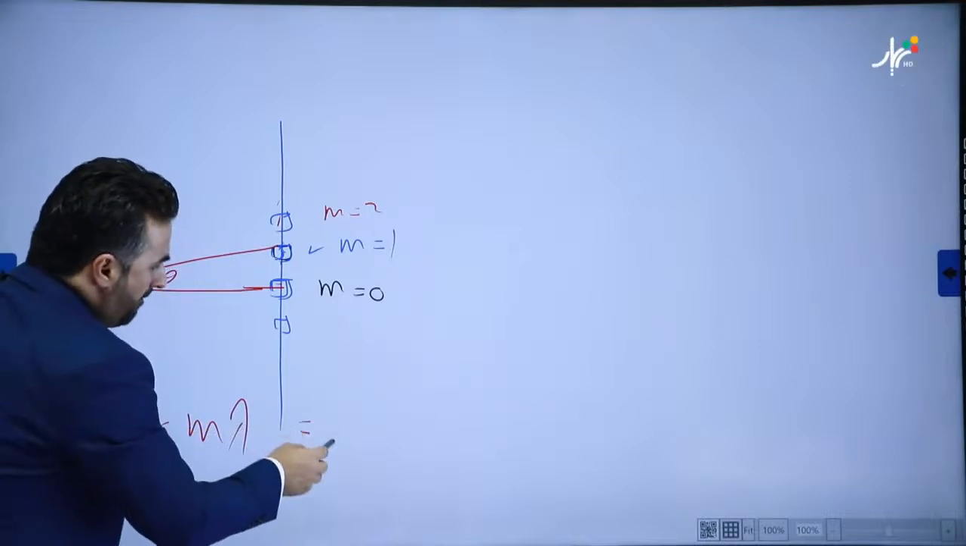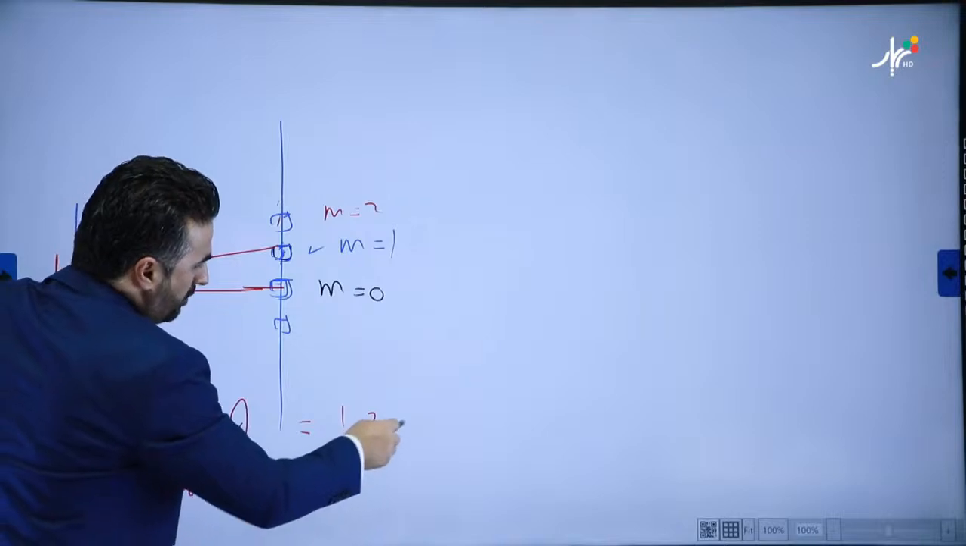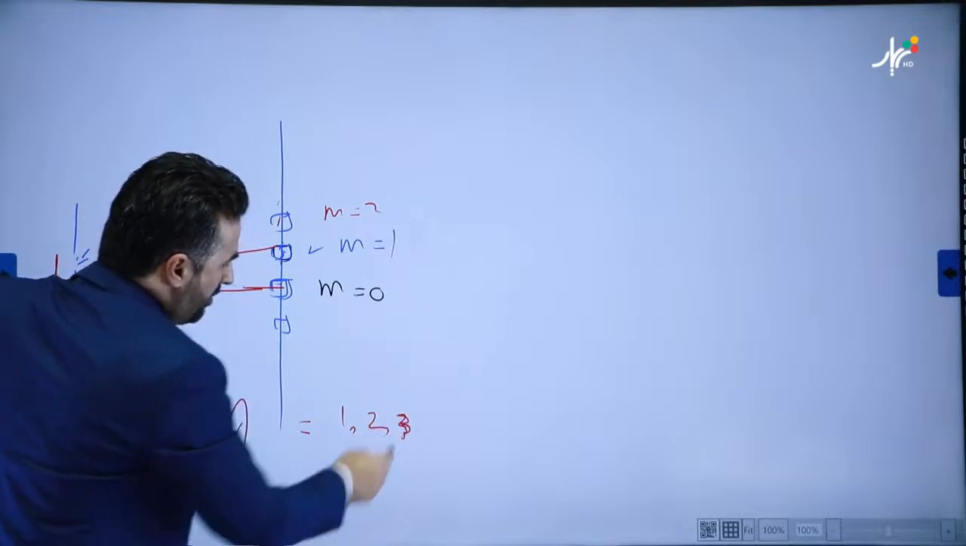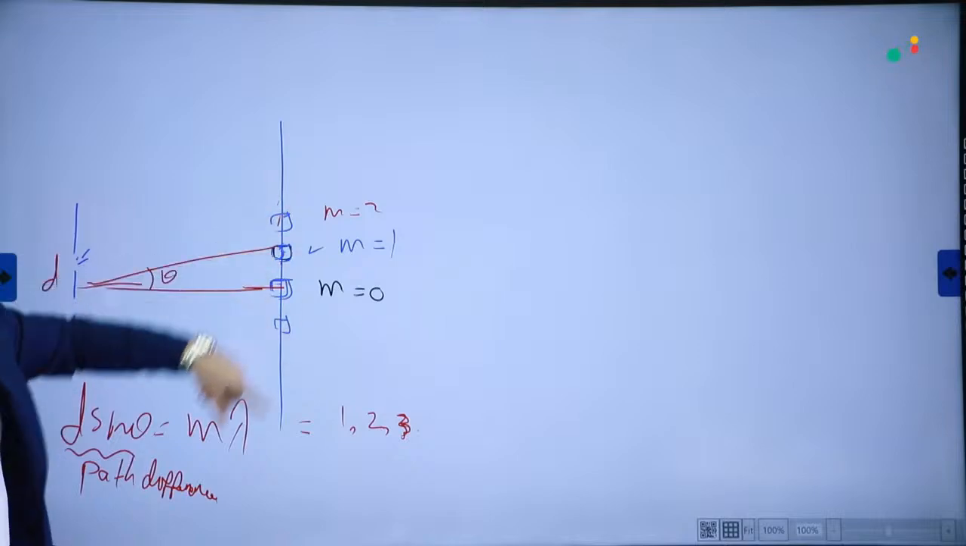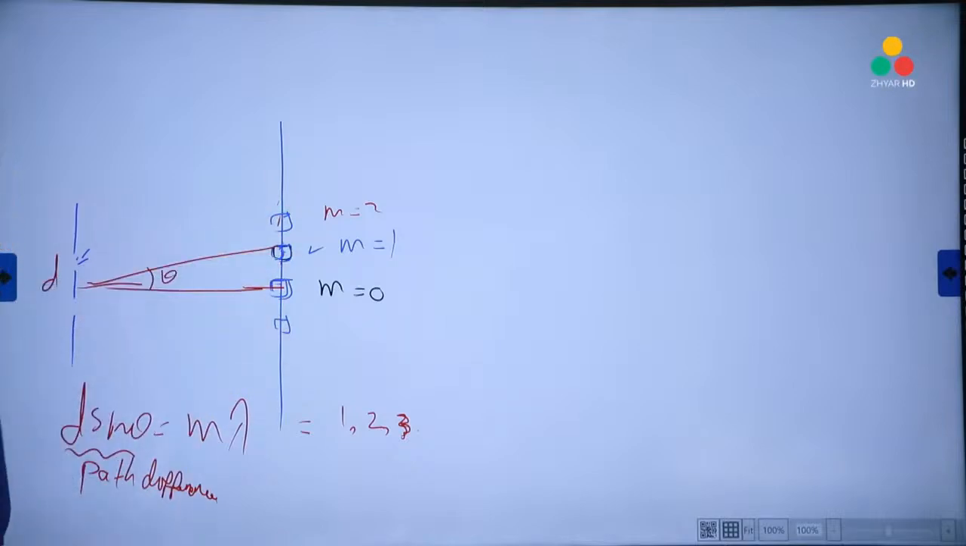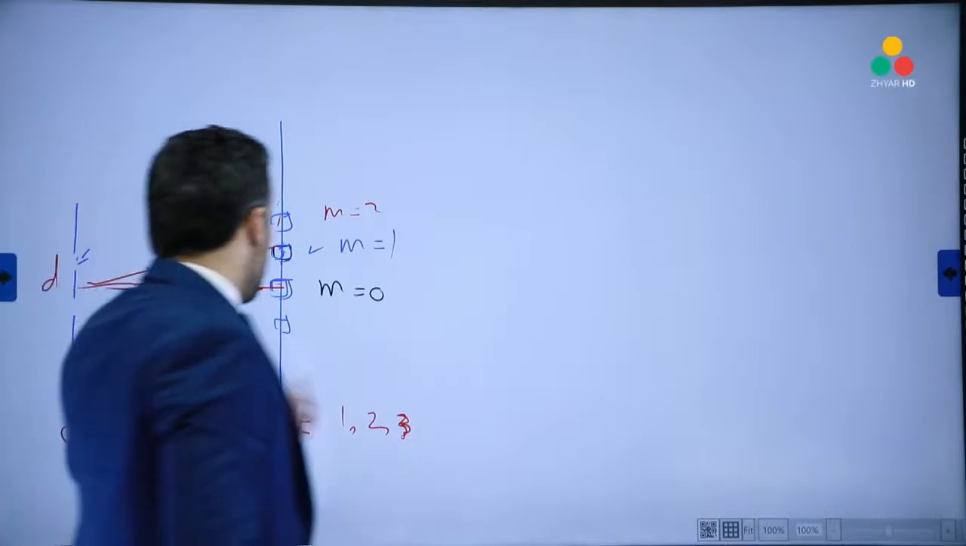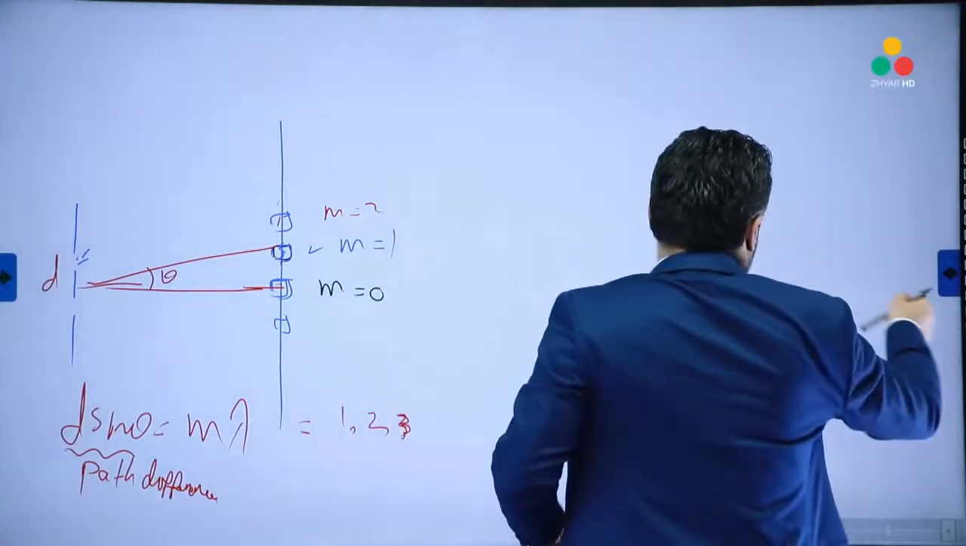So of course m can be what? m can be 1, it can be 2, and of course it could be 3. As long as it is a whole number multiple of this, we will get bright fringes here. What happens if we have dark fringes? So if that is the case, let's use the same setup.